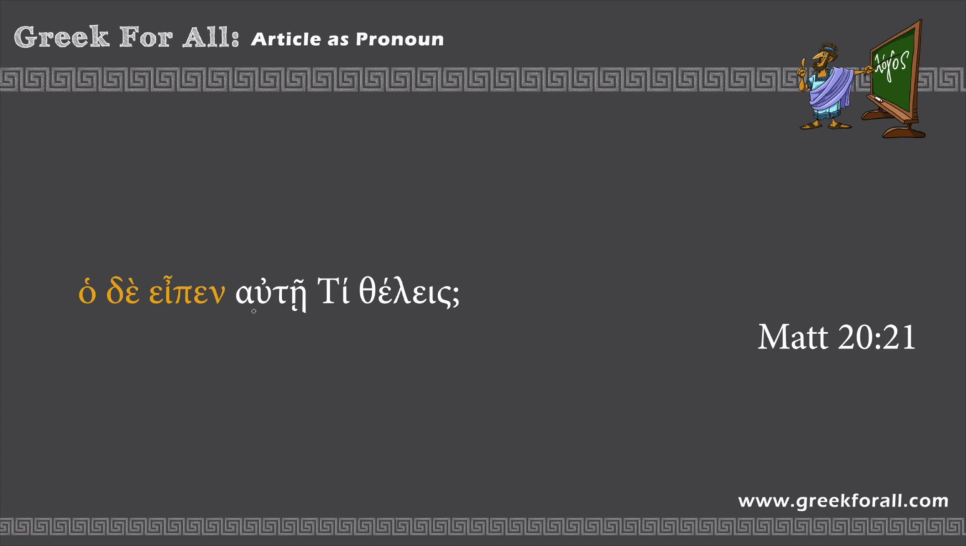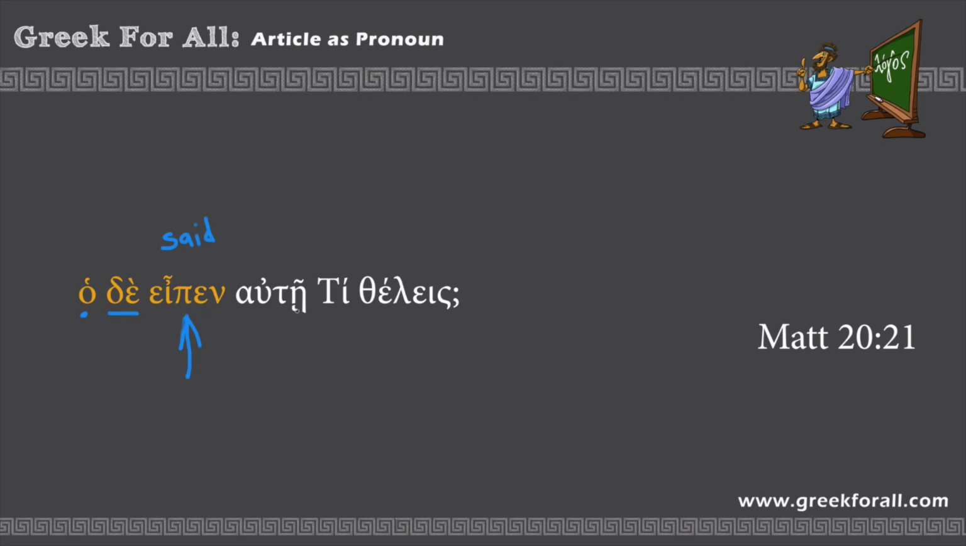Ho de eipen aute ti theleis. So this is our construction. We can see it. So this is our article written before the word de, and here we have a verb eipen. This is the second aorist, which we translate as said. All right, so this is second aorist.